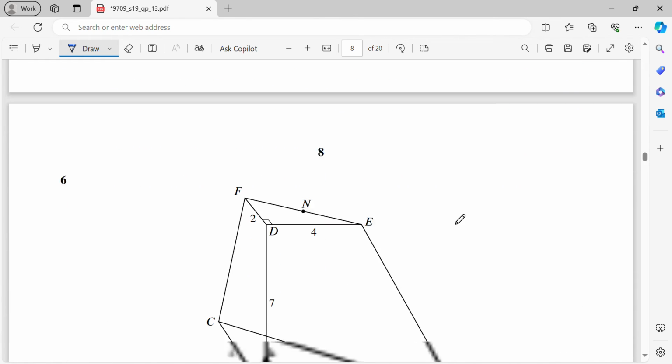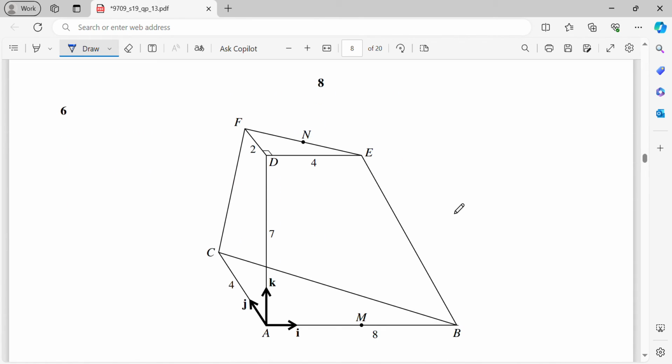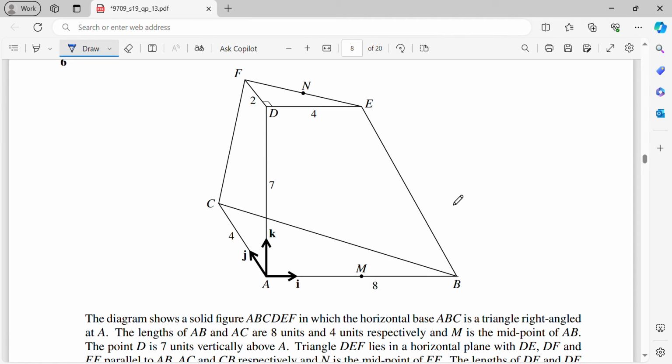Right, so now let's move on to the next question, number 6. So given this diagram, or the figure, a solid figure, in which the horizontal base ABC is a triangle right-angled at A. Here is at A. The lengths of OB and AB and AC are 8 and 4. Okay, AC, where is your AC? AC is here, 4, sorry. And then M is the midpoint of AB. So it means that here is 4.